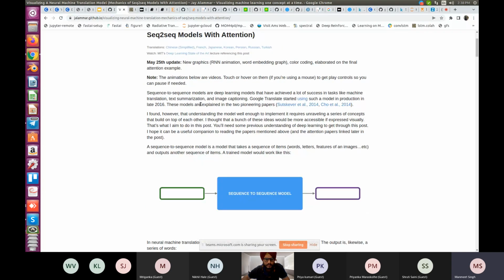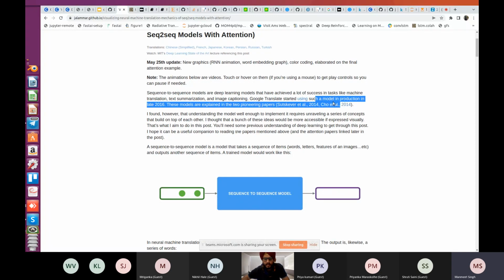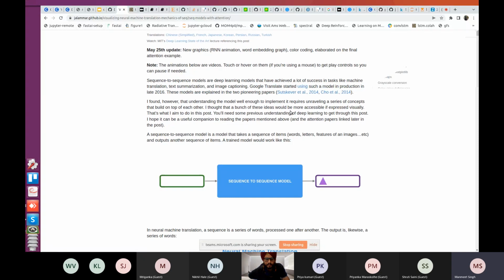So now sequence to sequence models are deep learning models that have achieved a lot of success in tasks like machine translation, text summarization, and image captioning. And Google Translate started using such a model. This can be found on this Google blog, this Google web page. Such a model was in production in late 2016. The models are explained in these two pioneering papers.